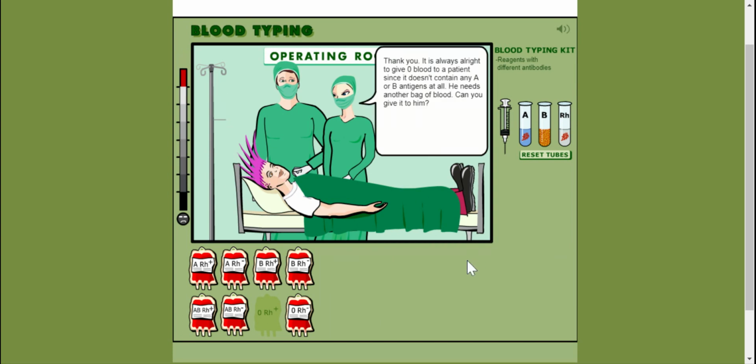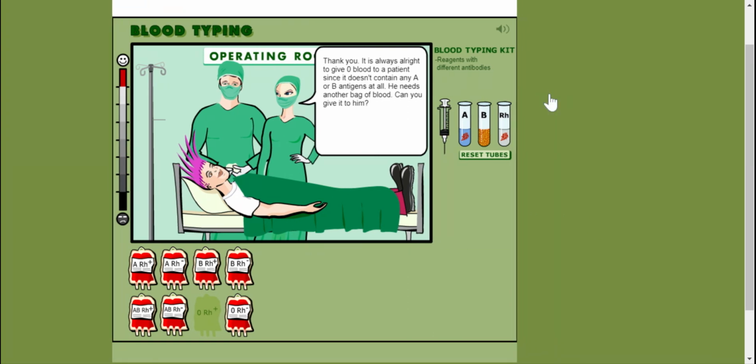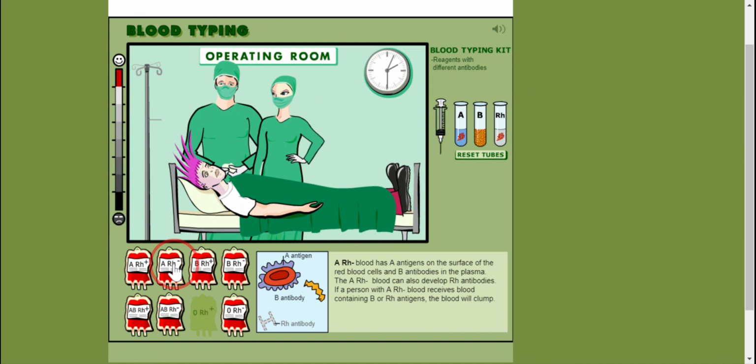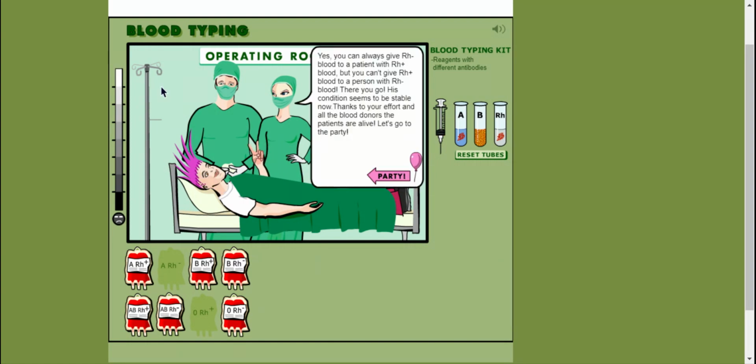And it asks, can we give him one more bag of blood? So let's consider that, again, he's positive, but he should be able to accept the negative form of that blood as well. Because again, the Rh, as long as he has that protein, he can accept blood that doesn't. So hooray, all of our patients have survived.